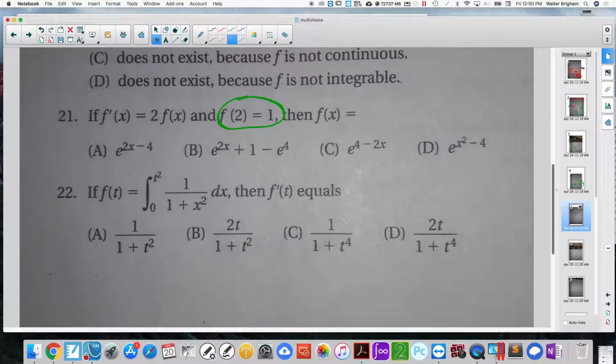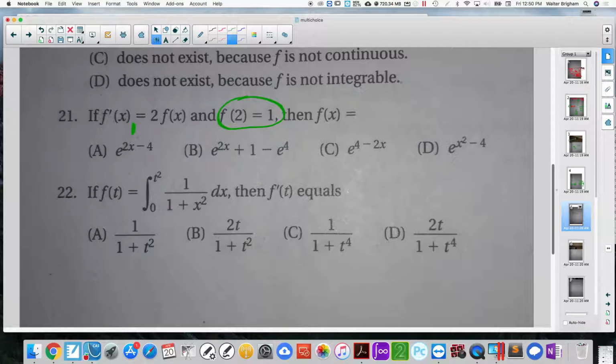Okay, Josh, put 2 into here. What do you get, Josh? You can look there on the paper in front of you. You don't have to look up here. Put in 2. E to the 4 minus 4, that's e to the 0, so that's 1. So that's a possibility. Let's try the next one.